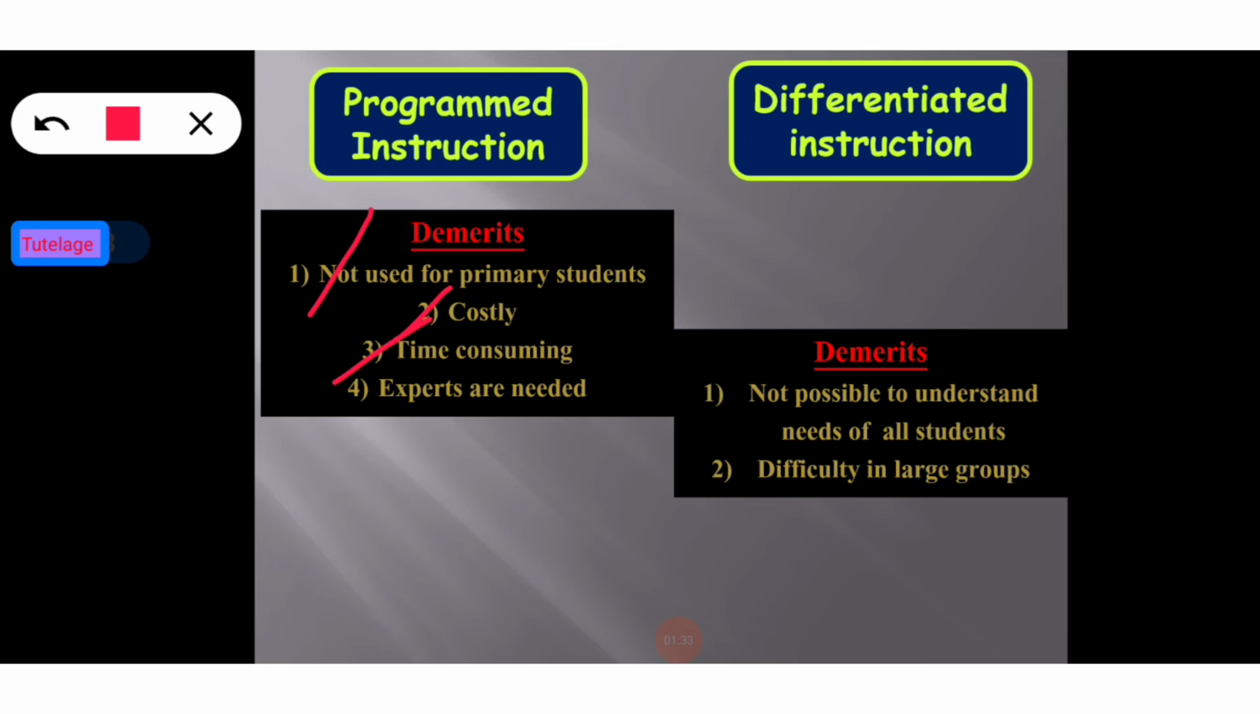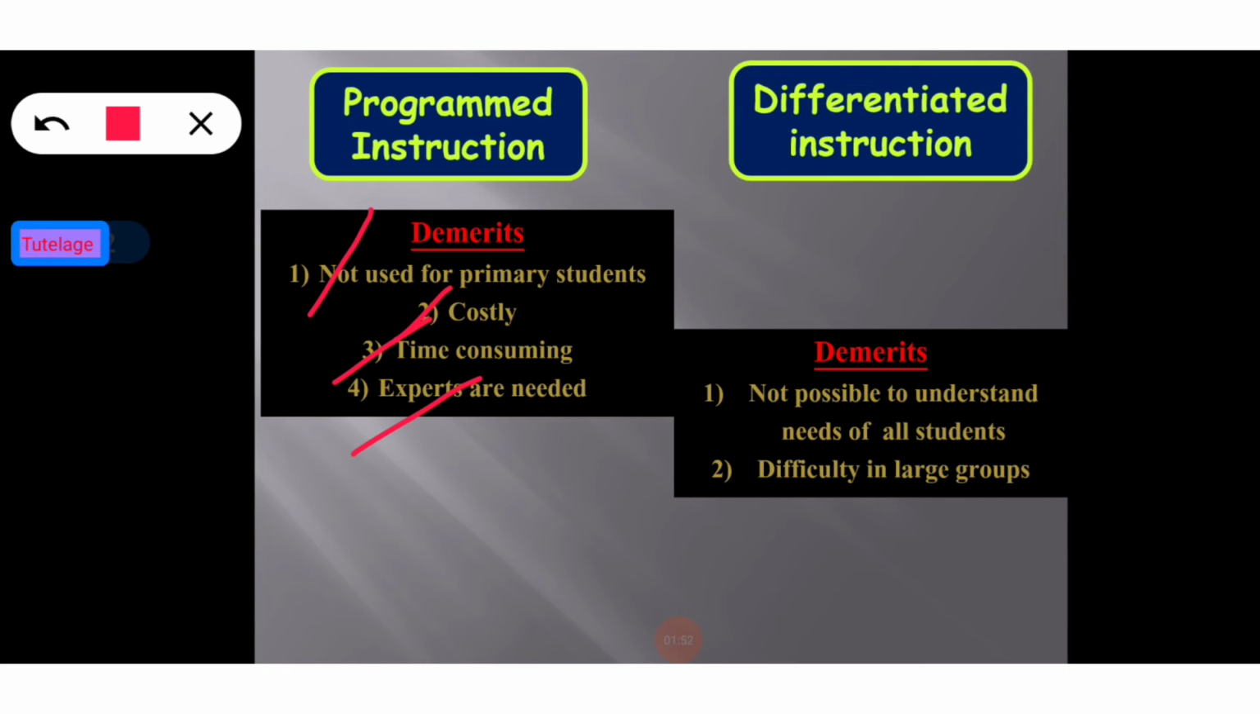And now move on to the fourth demerit, experts are needed. There is a need for experts for planning the whole programmed instruction. Without expertise, the programmed instruction process or procedure is fully ruined.